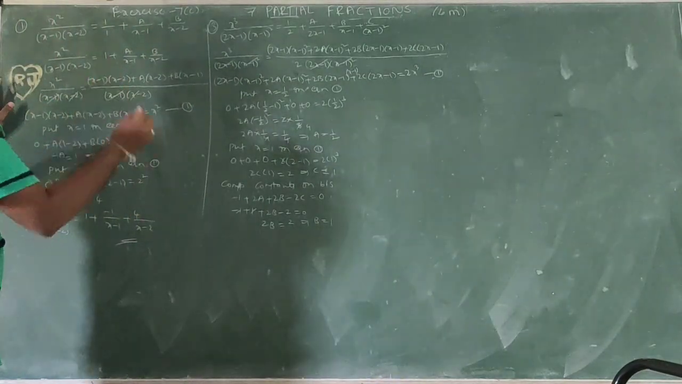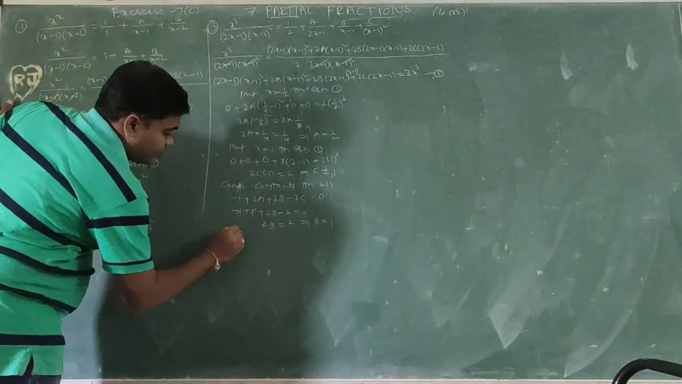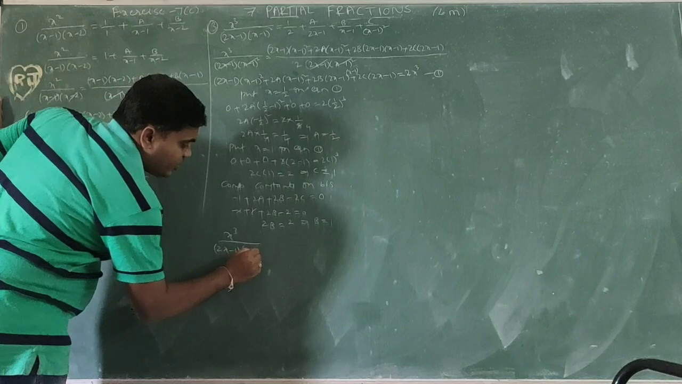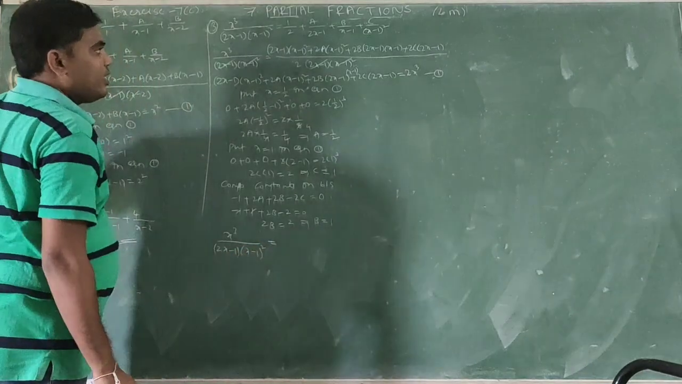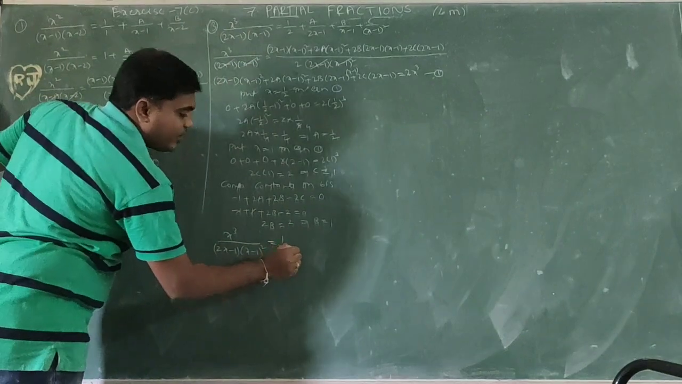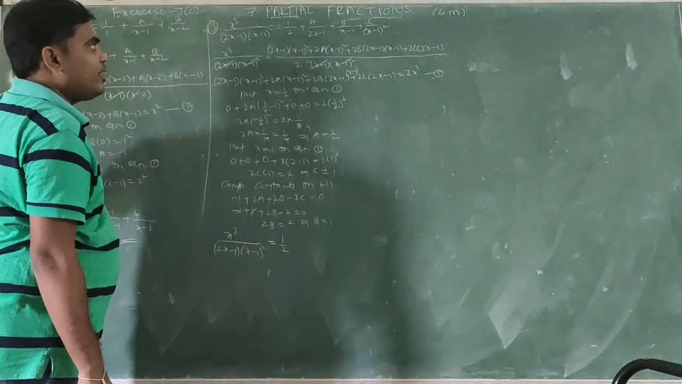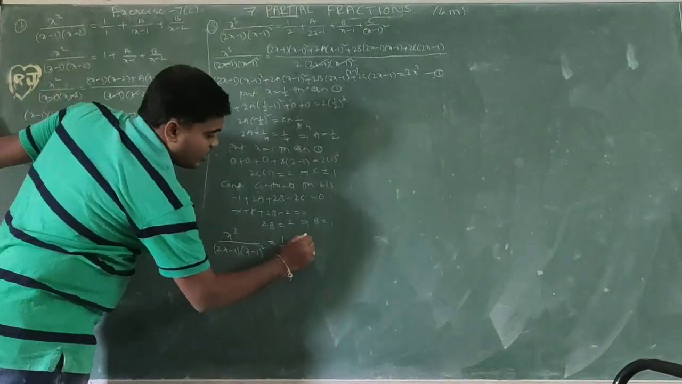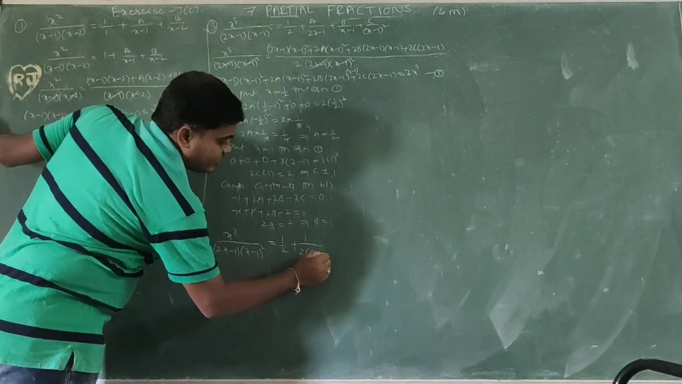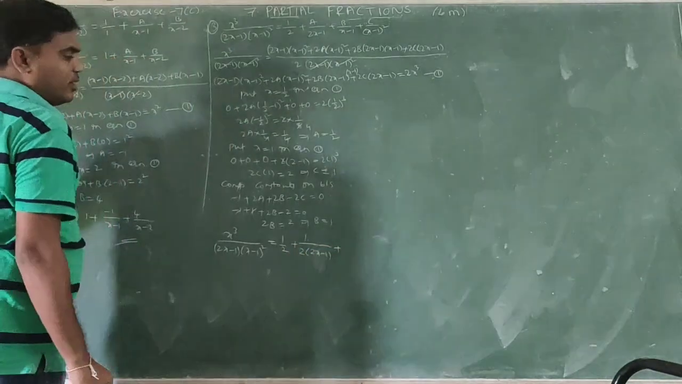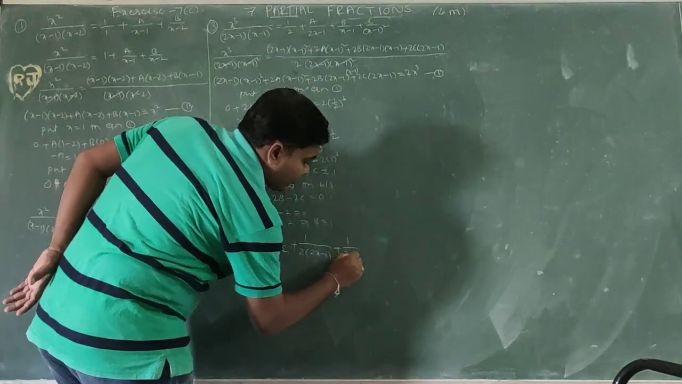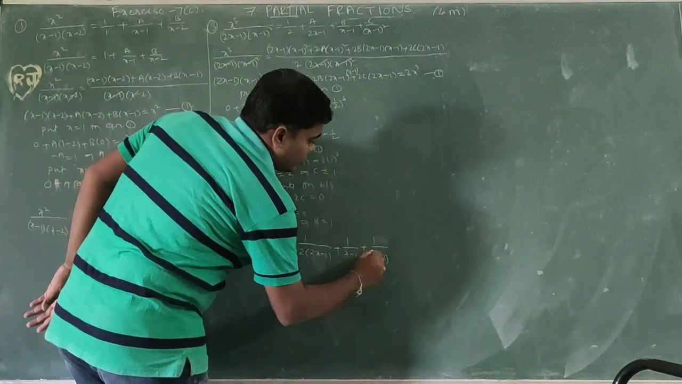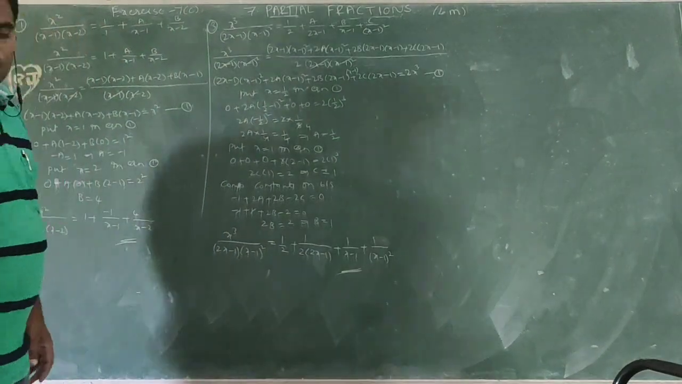So now I will write the solution. X cube by 2x minus 1, x minus 1 whole square equal to a. First, before that, 1 by 2. If you forget to write 1 by 2, it is a mistake. At least 1 mark will be deducted. Plus a equal to 1 by 2 of 2x minus 1 plus b equal to 1 by x minus 1 plus C 1 by x minus 1. So this is the required solution.